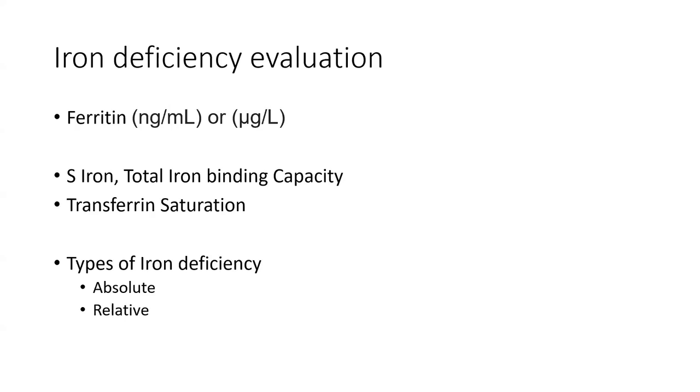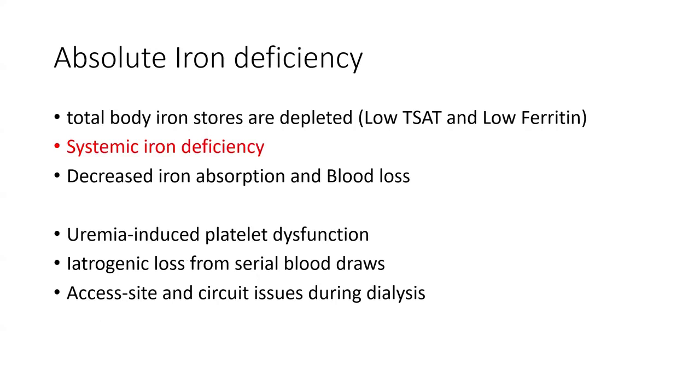Based on these two values, we are able to classify iron deficiency into two: absolute iron deficiency and relative iron deficiency. Absolute iron deficiency is a state of low transferrin saturation and low ferritin. To put it in another term, that is systemic iron deficiency. It can be due to decreased iron absorption or blood loss, uremia-induced platelet dysfunction, iatrogenic loss from serial blood draws, access site problems, and circuit problems during dialysis.